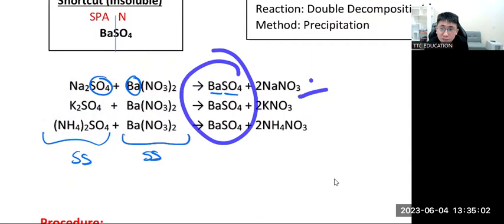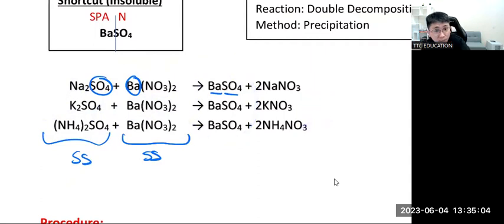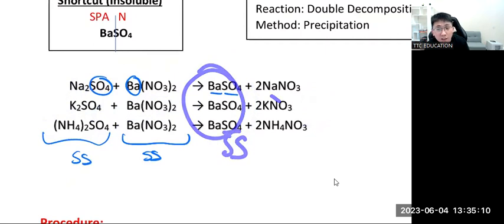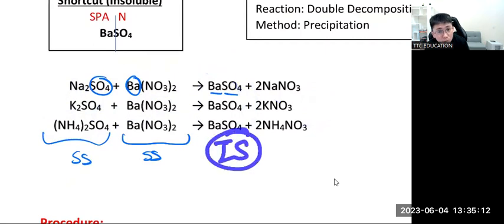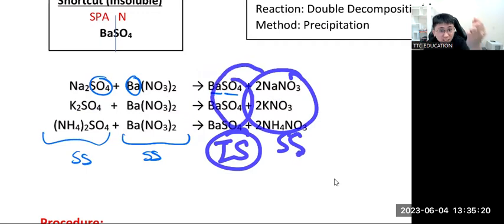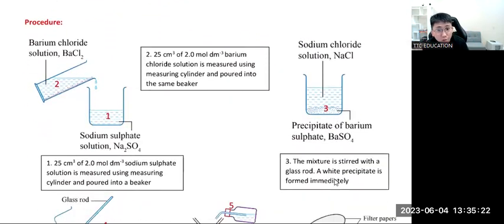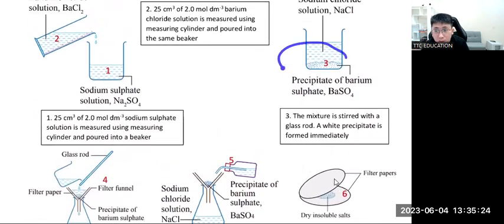But of course, you get a different side product. But this side product doesn't matter. You know why? Because once you produce your BaSO4, it's an insoluble salt. This one is an insoluble salt. Insoluble salt means what? Solid. And this one is a soluble salt, which means it's a solution. So it's actually a solid inside a solution. So the end of your reaction is like this. You see this picture?